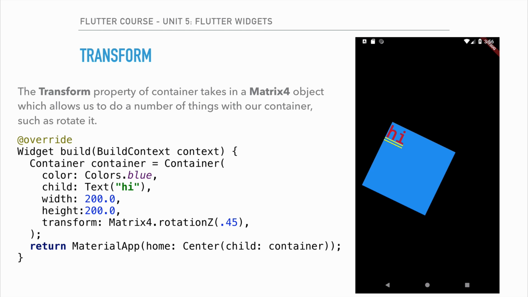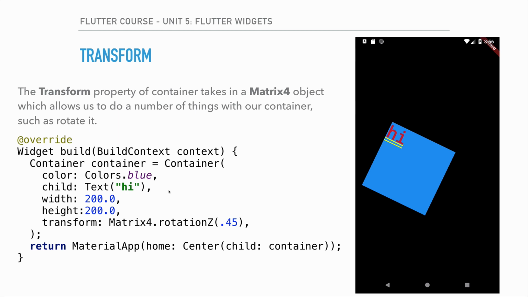All right, so the last thing that we're going to have a look at here is the transform property of the container. The transform property of container takes in a Matrix4 object, which allows us to do a number of things with our container, such as, for example, rotate it. So you can see here that we have a container with height 200, 200, and then here we add a transform, and we use Matrix4.rotationZ, add in a 45 degree angle here, and so it rotates it by 45 degrees. And so that essentially is how that works. So pretty simple, but it can be pretty useful if applied correctly, especially with animations.